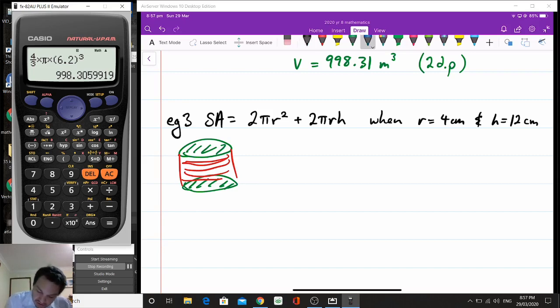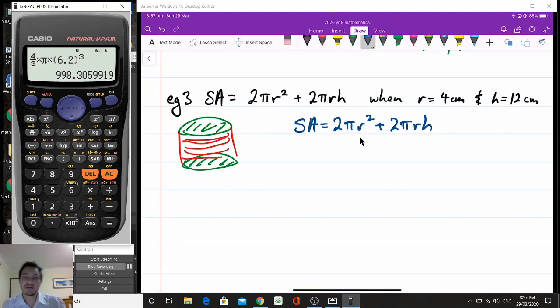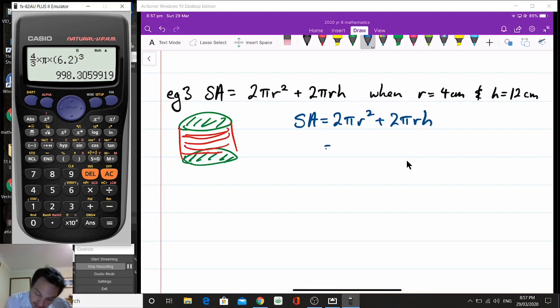Blue. Surface area, so rewrite the formula. 2 pi r squared plus 2 pi r h. Okay, we have to always write the formula. Most of the time you don't even get given a formula, but I'm just giving them to you because normally you have to go and find them. But I'm giving it to you in this question, and then we show what we're substituting in.